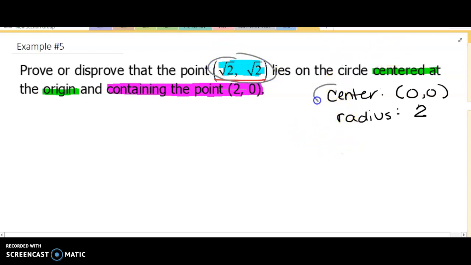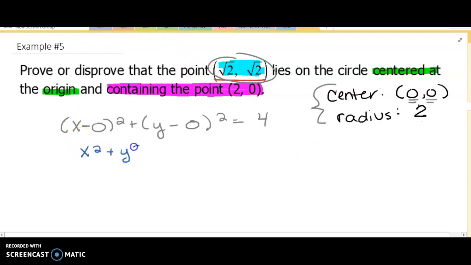Using the center and the radius, using what we know of the circle, we're going to go ahead and write the standard equation of it. So it's x minus 0 squared plus y minus 0 squared equals 2 squared, which is 4. If we simplify it, this is just x squared plus y squared equals 4.